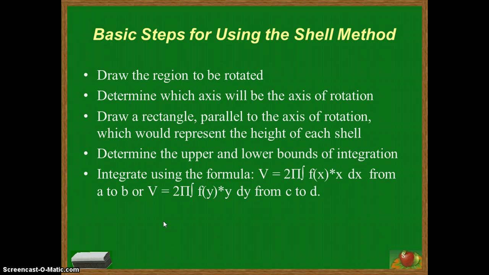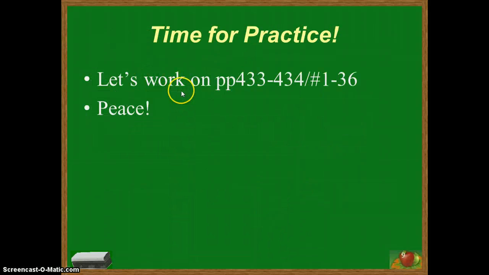Determine the upper and lower bounds of integration, and then integrate using either the formula V equals 2 pi integral of f of x, that's the height of the shell, times x, the radius of rotation, dx thickness, from A to B, if you're going around a vertical axis, or V equals 2 pi integral of f of y, height of that shell, times y, radius of rotation, dy thickness of the shell, from C to D if you're going around a horizontal axis. So let's work on some problems.